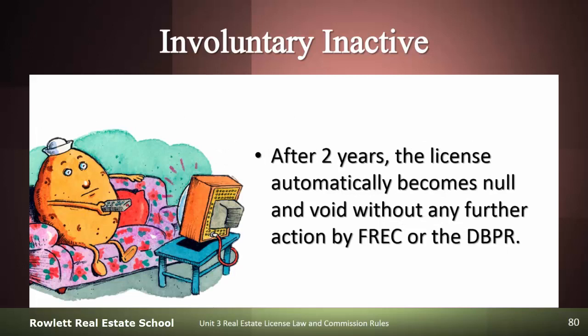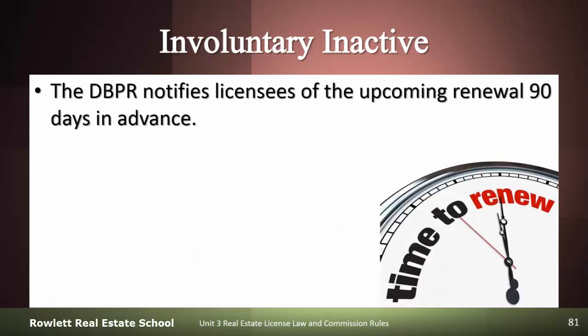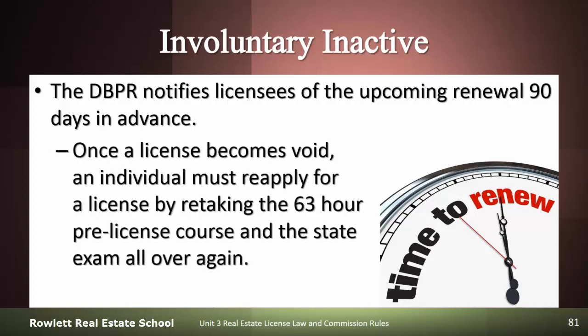After 2 years of being involuntary inactive, the license will just go void by operation of law with no further action required by FREC or the DBPR. So do not be a couch potato. Now, 90 days before the expiration of an involuntary inactive license, the DBPR notifies the licensee of the upcoming deadline.